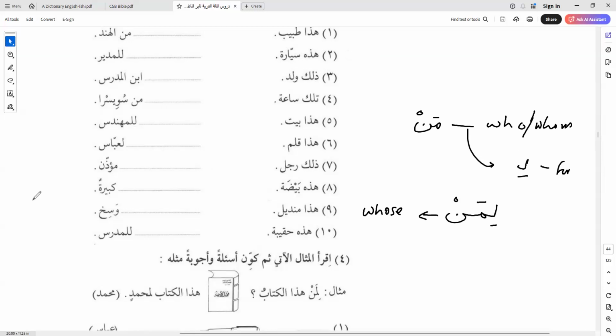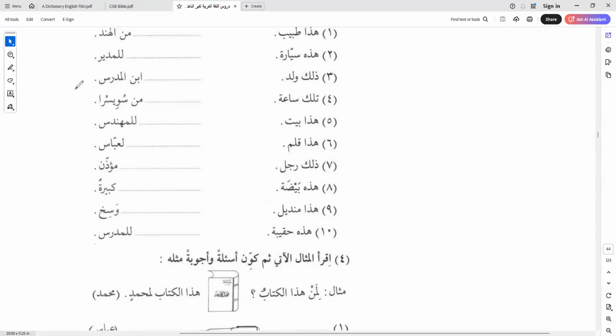And another thing that you need to know when you are joining the li is that li is a conjunctive letter. It doesn't stand alone. It's always attached. So if you take Ahmed, which is a name, you can attach the li to Ahmed and you get li Ahmed, that's for Ahmed.